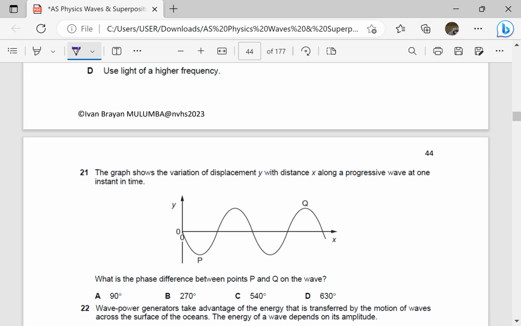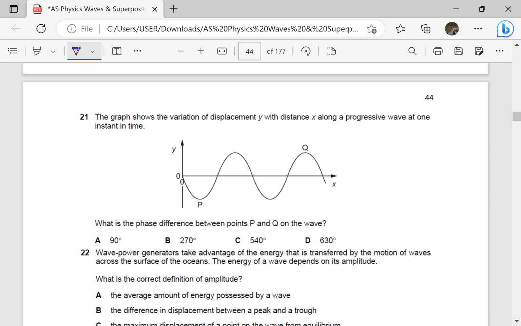The graph shows the variation of the displacement y with the distance x along the progressive wave at one instant in time. What is the phase difference between points P and Q? So point P is at rest. Point Q is also at rest because they have reached maximum displacement. But before reaching point P, the particles here were vibrating upwards, and particles here were vibrating downwards.